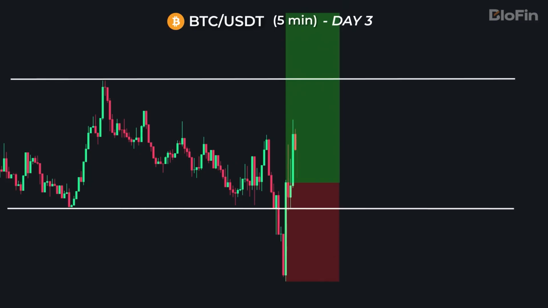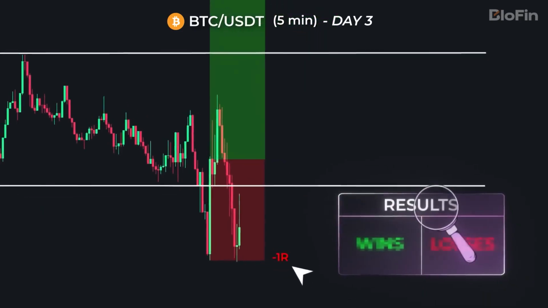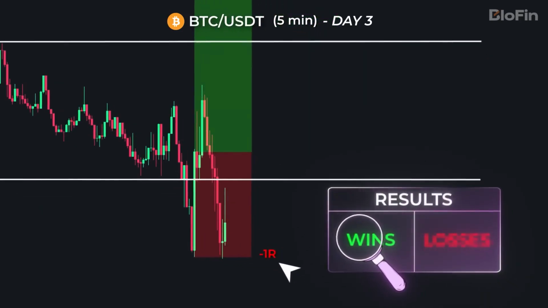And here, the trade actually ended up being a loss. So this will be a 1R loss. Now, the reason I'm showing you this is because I want to be fully transparent about the results of this strategy. I'm not only going to show you the wins, but also the losses.